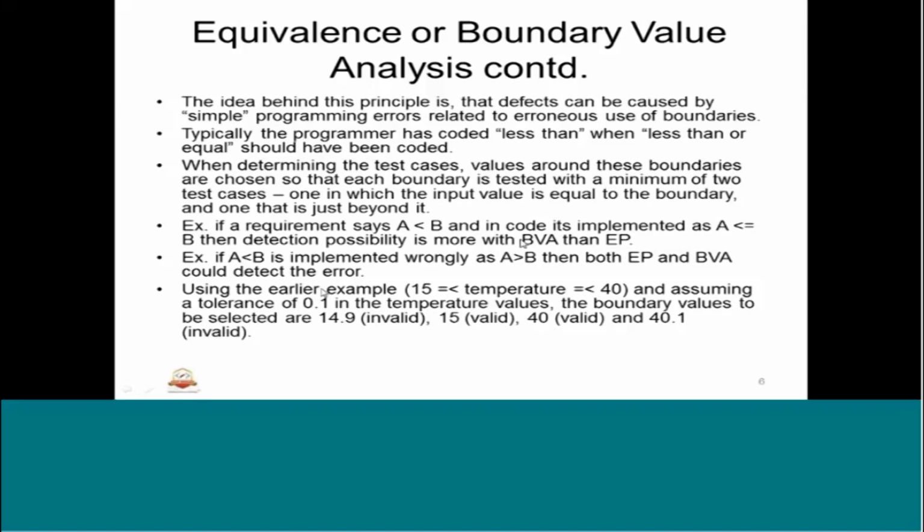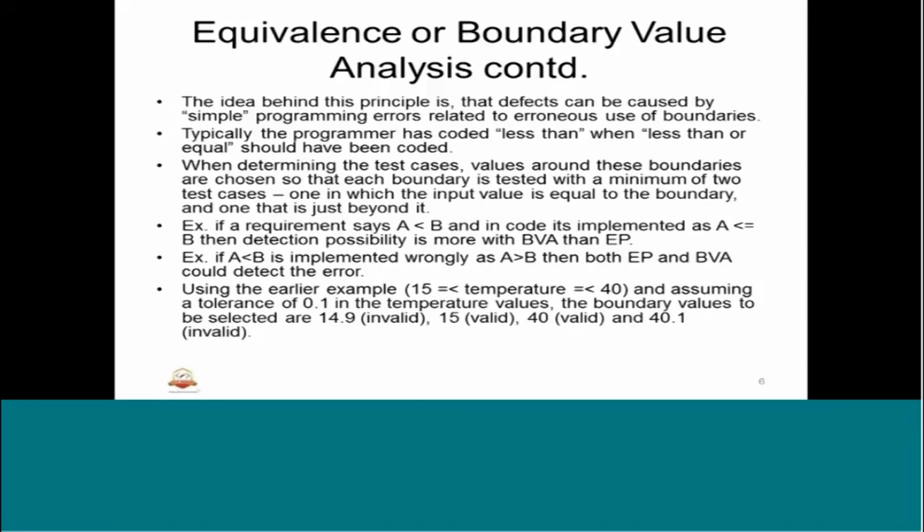So going by the earlier example, what we discussed in the previous session, 15 less than or equal to temperature, which is less than or equal to 40. It means temperature lies between 15 and 40. It also includes 15 as well as 40, including 15 and 40. And assuming a tolerance of 0.1 in the temperature values, the boundary values to be selected are 14.9, 15, 40, and 40.1. So these are the equivalence classes along with the boundary value analysis.